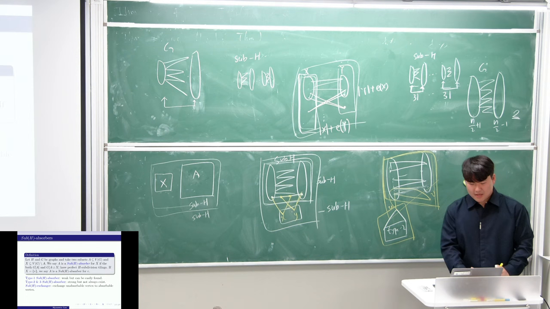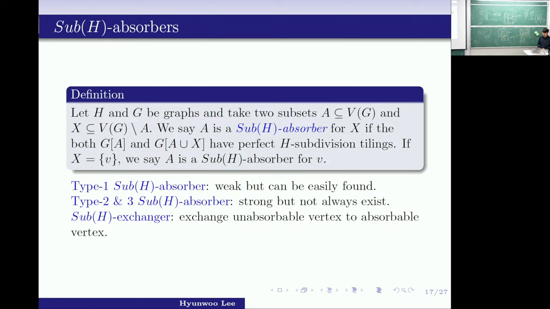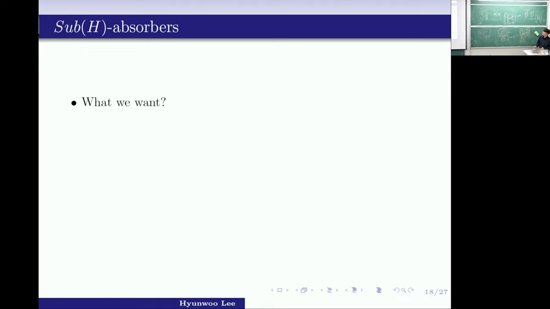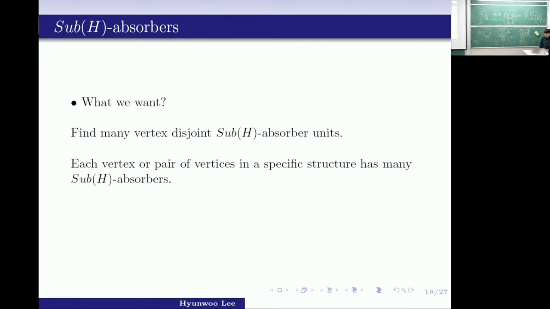Okay, so these are the basic absorber units. So now we have to find many copies of this. We need to construct the suitable efficient absorbers. So what we want is to find many vertex-disjoint sub-H absorber units. We can do this by supersaturation and some probabilistic method. And also we can ensure that each vertex or a pair of vertices, here the pair of vertices for type 1 absorber, a pair of vertices in a specific structure, has many sub-absorbers. And then we can greedily absorb the vertices. So there are a lot of things omitted, but anyway, we can get the suitable sub-absorbers.